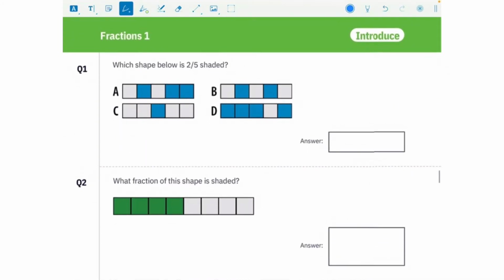Moving on to fractions. Which shape below is 2/5 shaded? So 2/5 is said 2/5, but we could also say 2 out of 5.